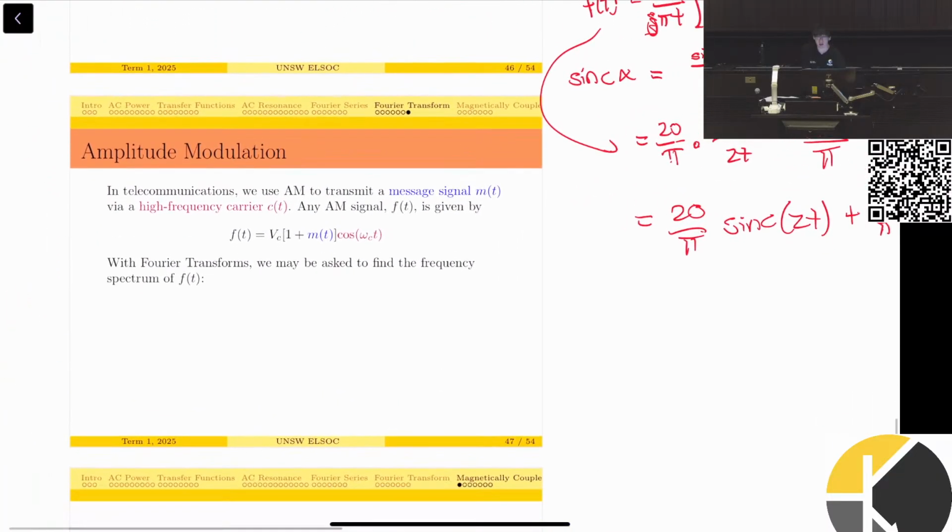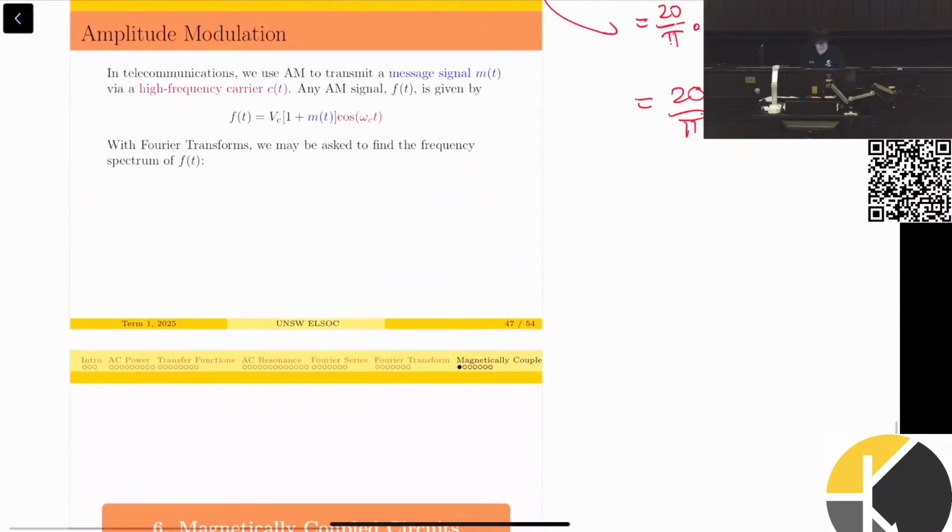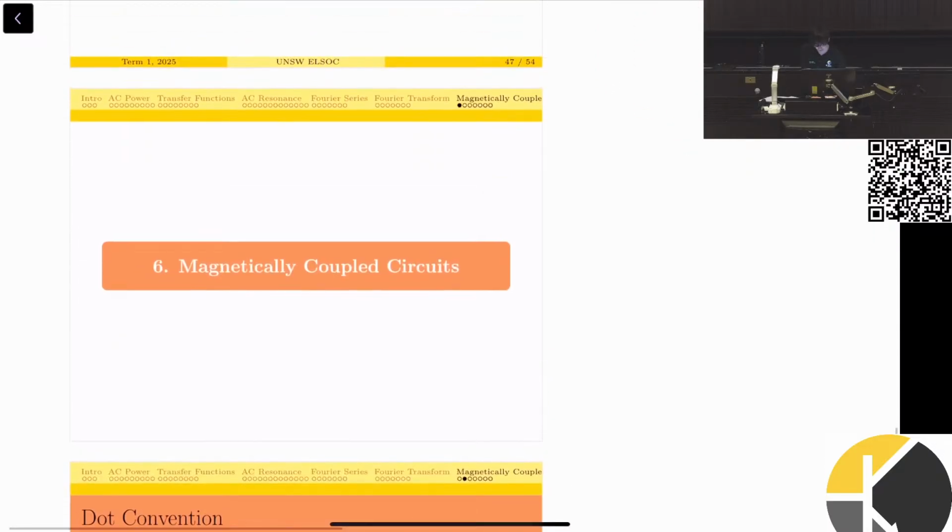In the interest of time, I might have to skip amplitude modulation. If we have time, we'll come back to it. It's not a major point for Fourier transform. I really want to get onto magnetically coupled circuits.